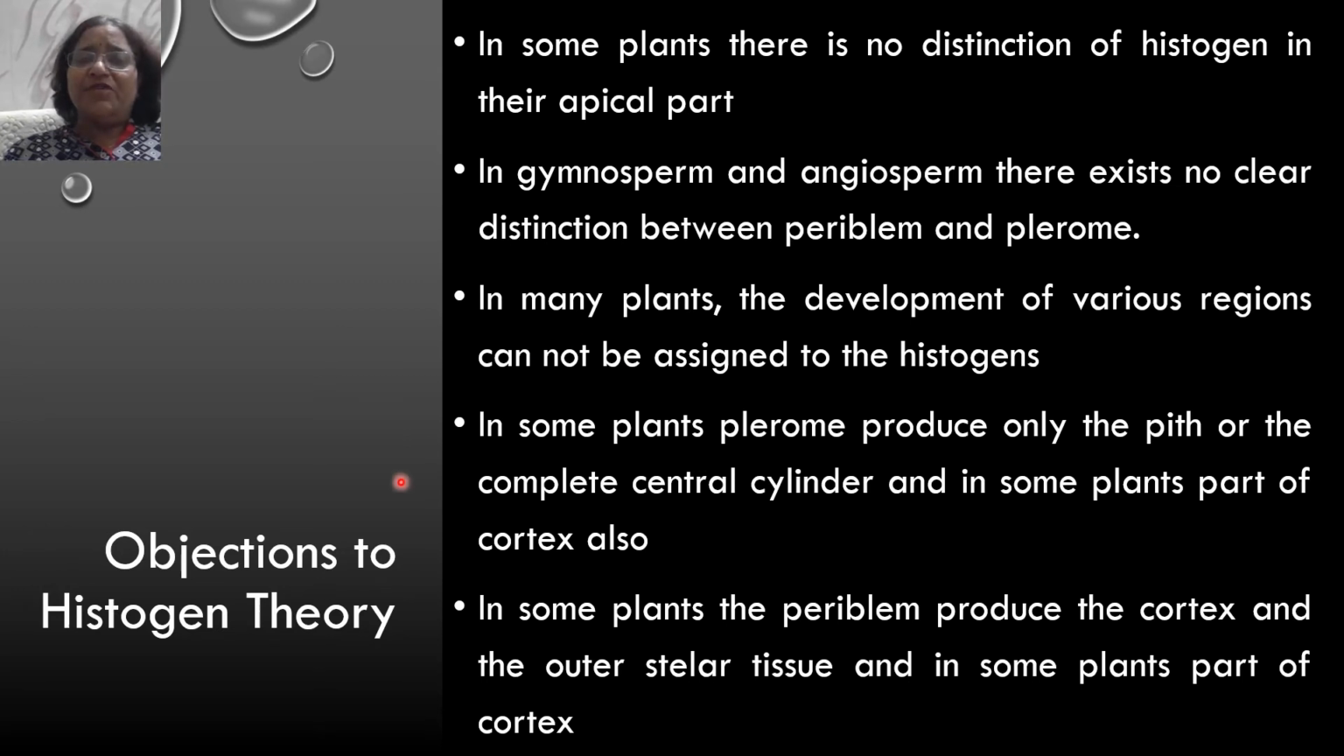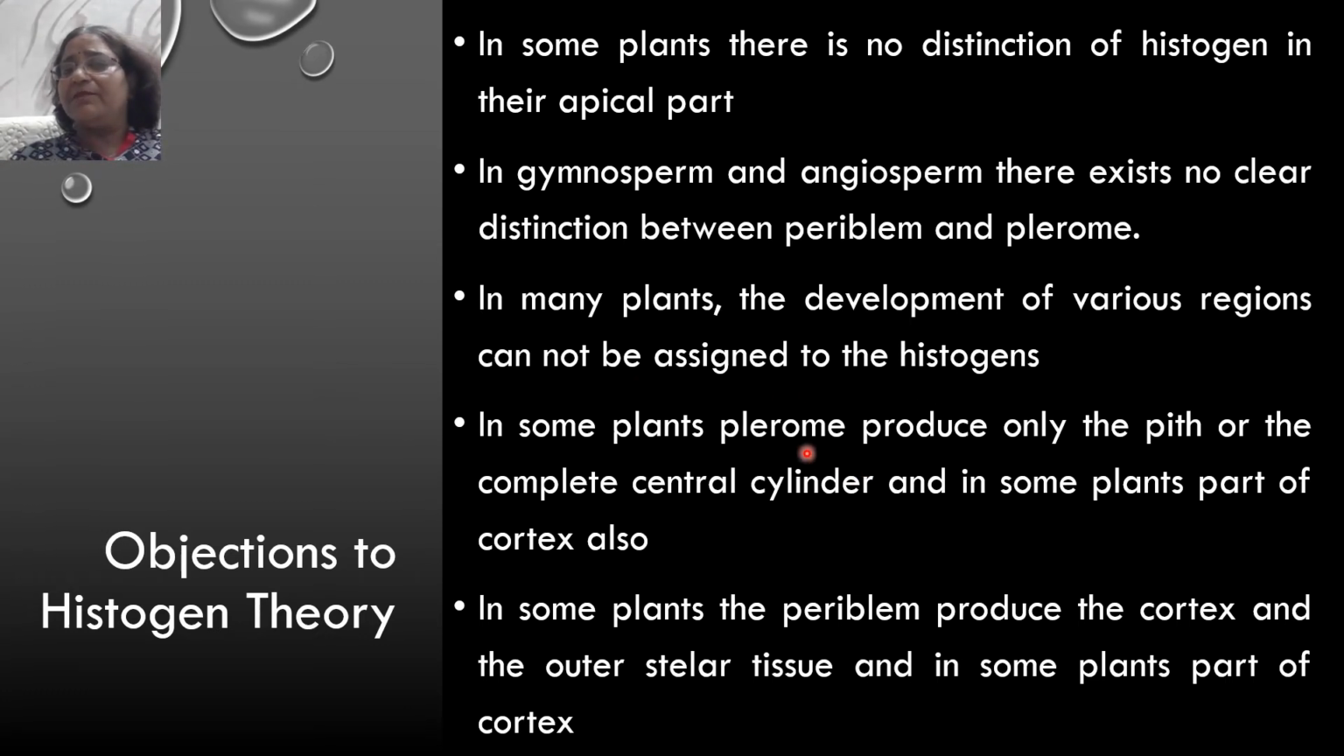But there are some objections to the histogen theory. What are the objections? In some plants there is no distinction of the histogen in the apical part. It is not like this portion will give the cortex and this will give rise to the stellar portion or the pericycle. In gymnosperms and angiosperms, there exists no clear distinction between periblem and plerome. There is no such distinction. In some plants, the development of various regions cannot be assigned to the histogens.